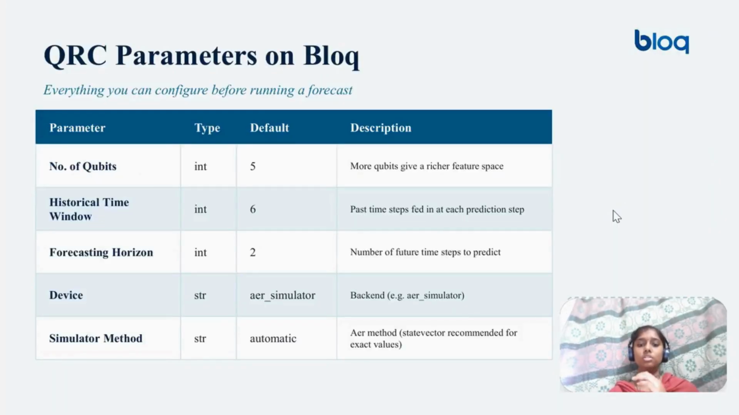On Block, the workflow is very straightforward. You simply upload your time series dataset, choose a quantum reservoir computing module, configure a few parameters such as the number of qubits, the historical time window, and the forecasting horizon, and then run the experiment. Block automatically handles the quantum encoding, executes the reservoir circuit, extracts the quantum features, trains a final classical regression model, and then displays the forecast along with performance metrics.